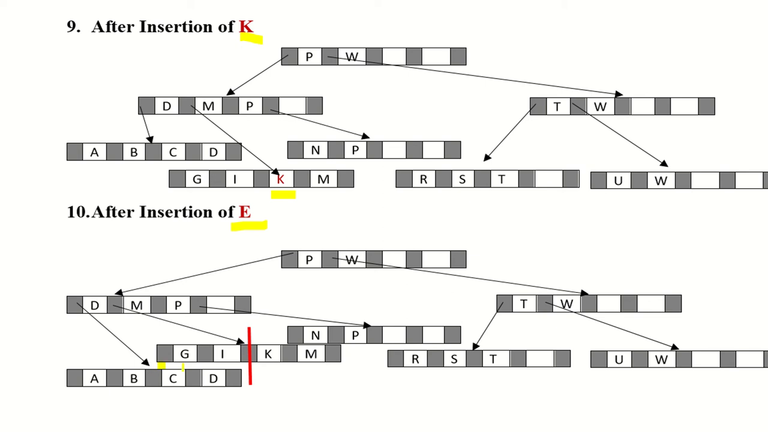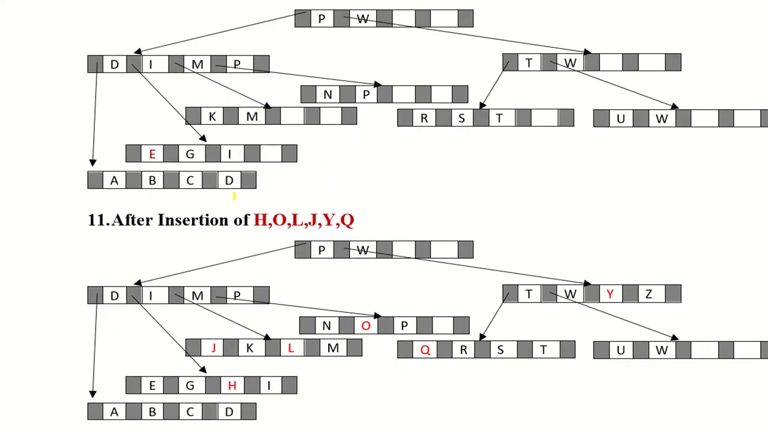For the first splitting, we will be dividing into two, that is GI and KM. So here we have already said GI. Once we do it into GI, we can straightaway go for inserting E and KM. Now for promoting the parents, I is the parent of GI, and M is already there. So now the parent becomes DIMP. Okay, next we go for inserting H, O, L, J, Y, Q.